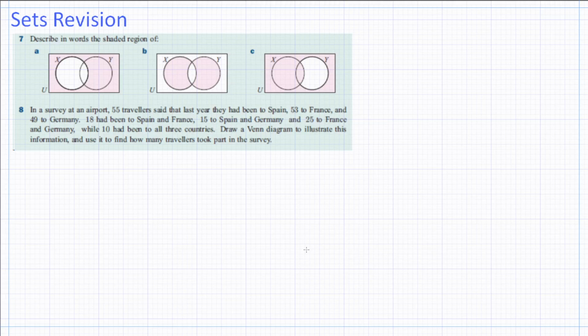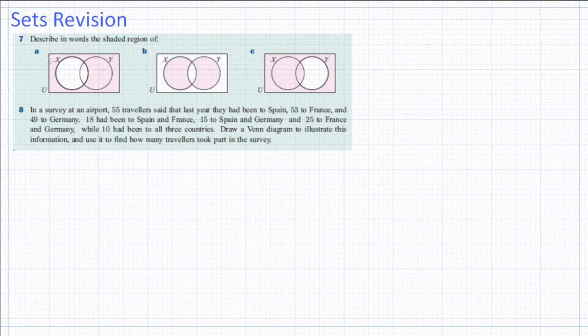Good morning, everyone. So, continuing from our revision, let's take a look at those two questions. I've got here some Venn diagrams, and we're being asked to describe in words the shaded region of those. Just describe in words. You don't have to write the proper notation.